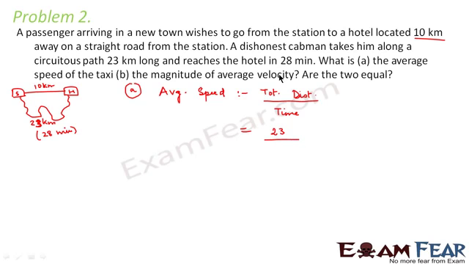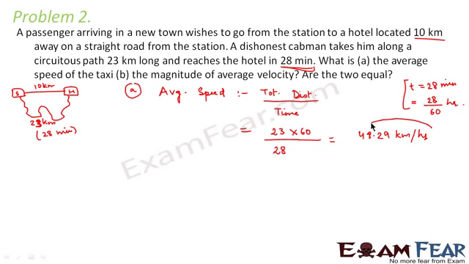And what is the time taken? The time taken is 28 minutes. Now let us convert 28 minutes into hours. 1 minute is equal to 1 by 60 hours, so 28 minutes would be 28 by 60 hours. So the speed would be 23 divided by 28 by 60, which is equal to 49.29 kilometers per hour. This would be the average speed of the taxi.